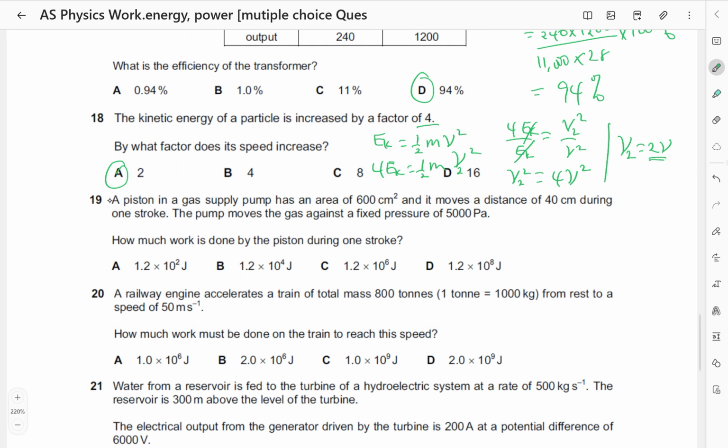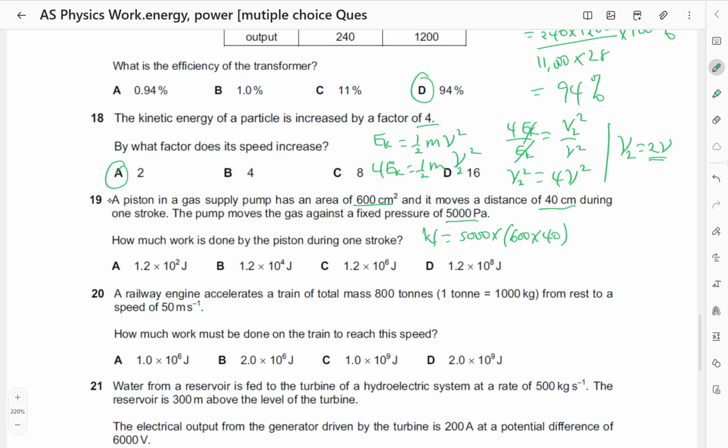A piston in a gas supply pump has an area of 600 centimeters squared and it moves a distance of 40 centimeters. So the volume is 600 times 40. The pump moves the gas against a fixed pressure of 5,000 pascals. How much work is done by the piston during one stroke? So we have just done this. Work done is pressure, which is 5,000 times change in volume, which is going to be 600 times 40.